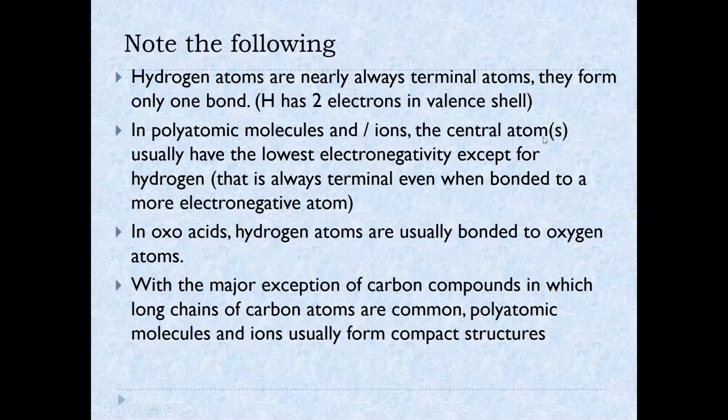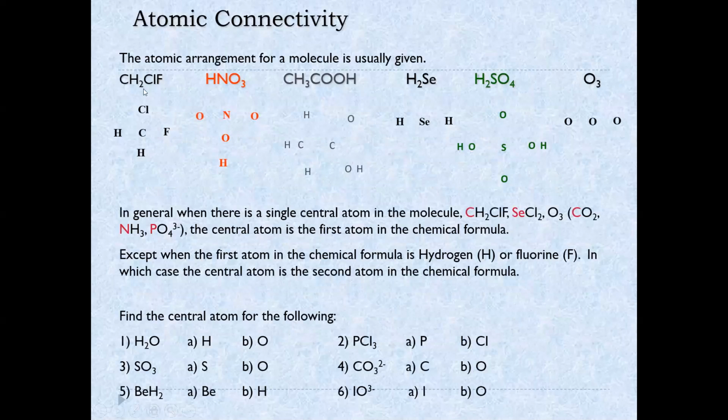So note the following. Hydrogen atoms are nearly always terminal atoms because they only form 1 bond. They can only form a duplet. So hydrogen is always a terminal atom. In polyatomic molecules, and I'm sure you know what polyatomic means, polyatomic means you have more than 2 atoms in the molecule. All these examples we have done before are polyatomic.